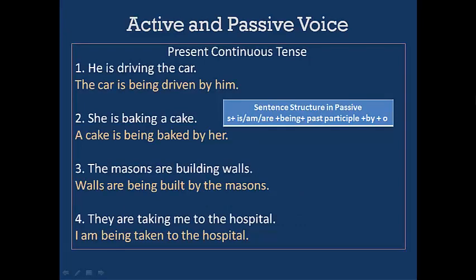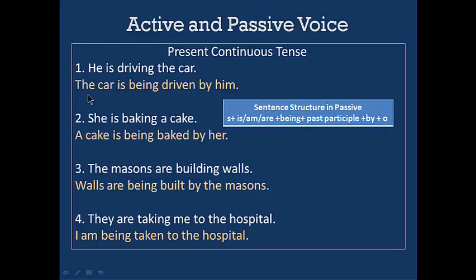As you know, the sentence structure in present continuous tense, we have a subject followed by auxiliary verbs is, am, are, the first form of the verb with ing, and the object. The sentence structure in passive voice for present continuous tense is, we should have the subject, is, am, are according to the subject, addition of being, past participle followed by an object.